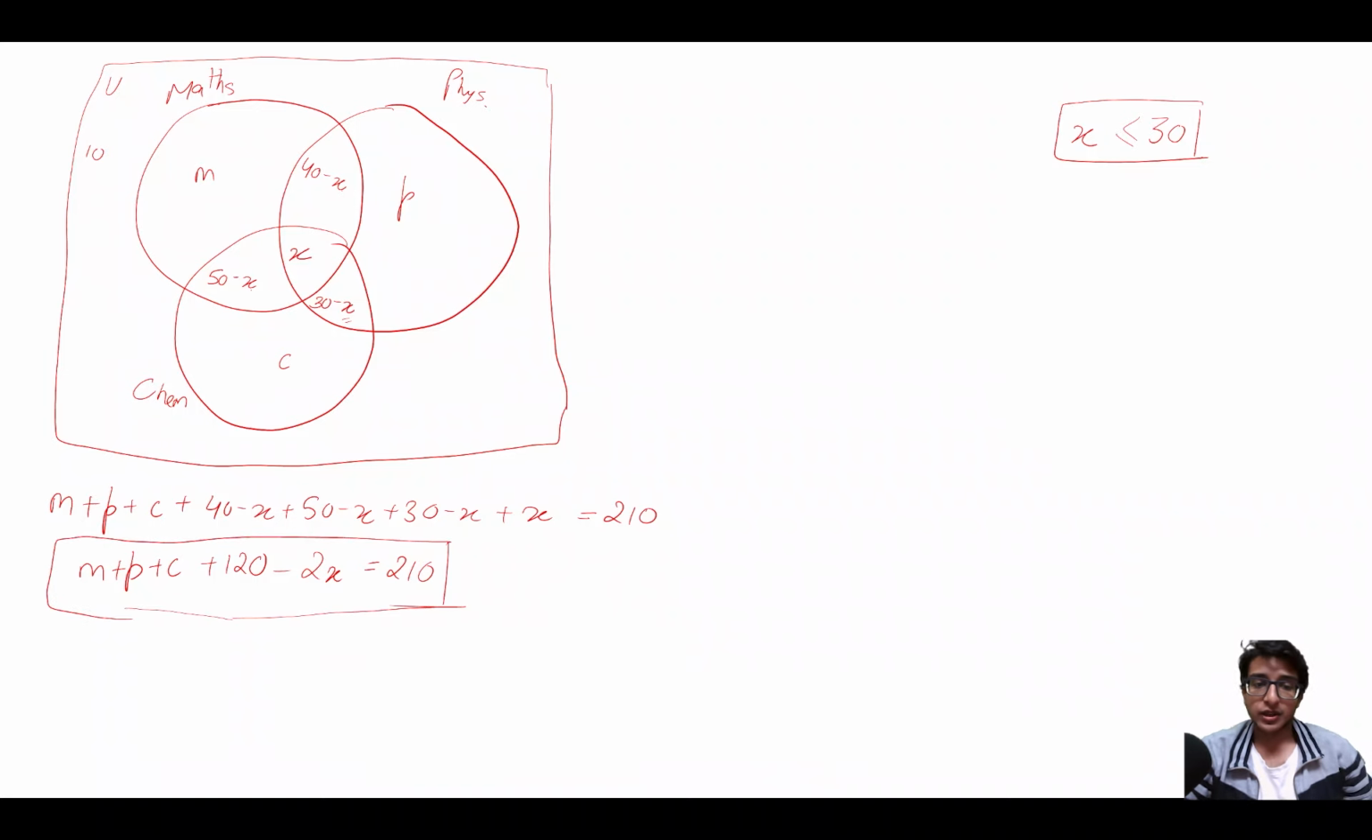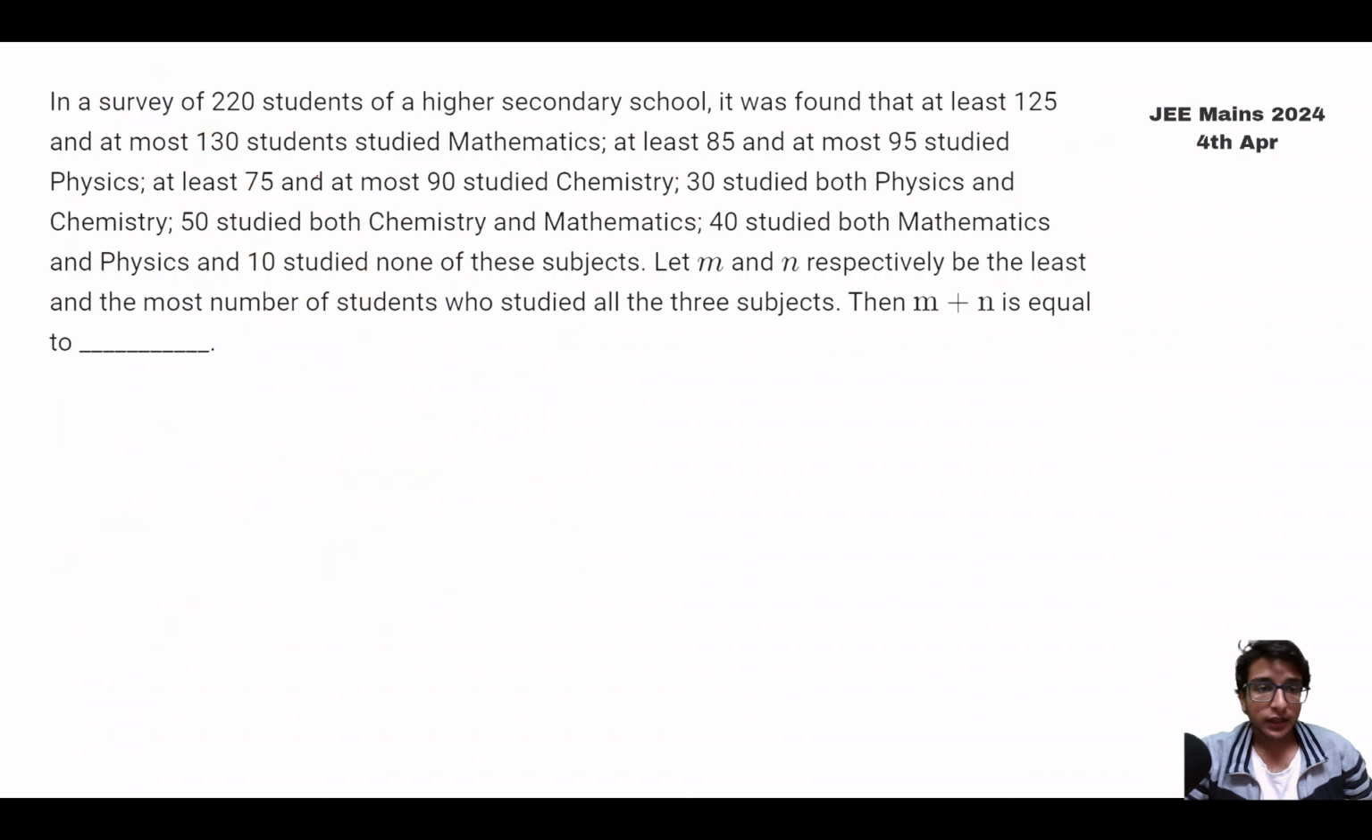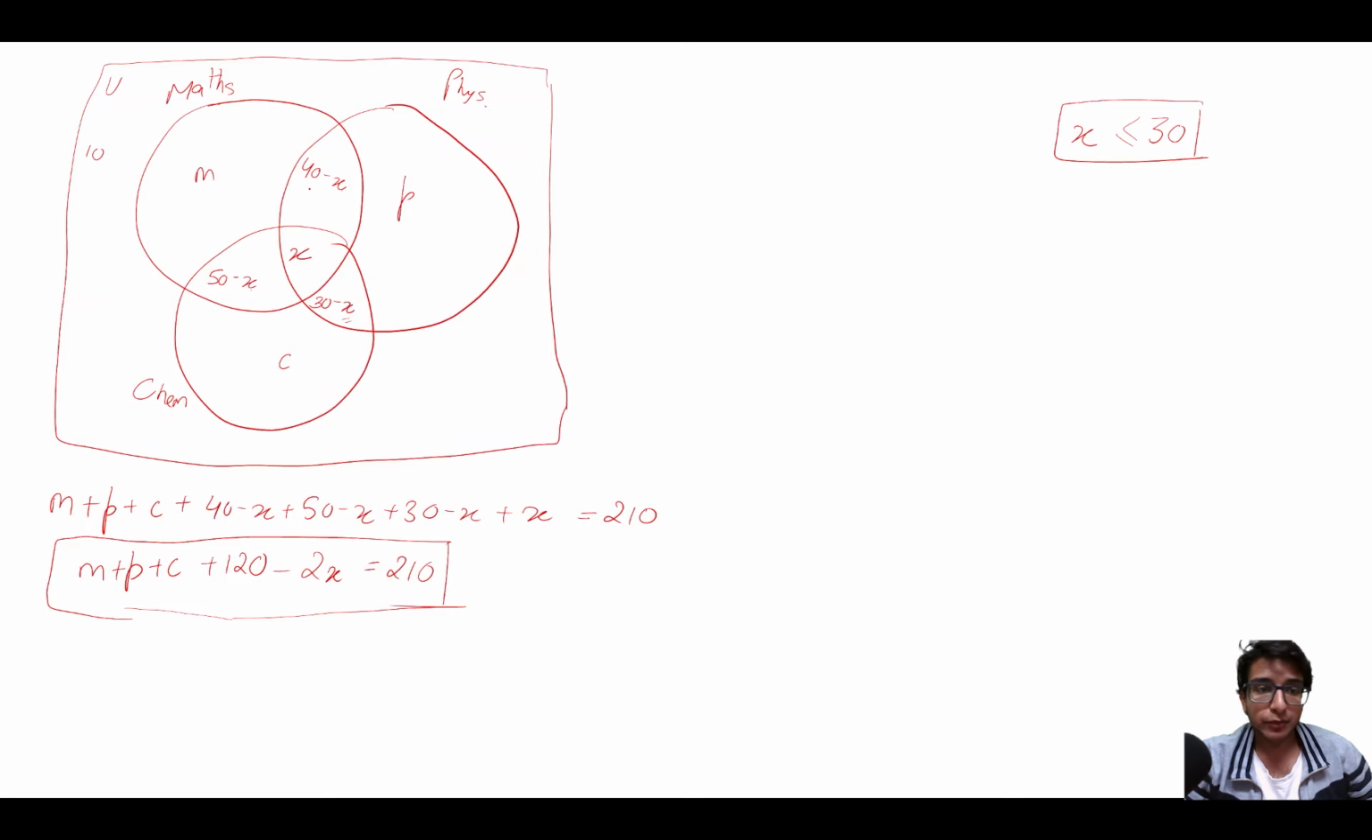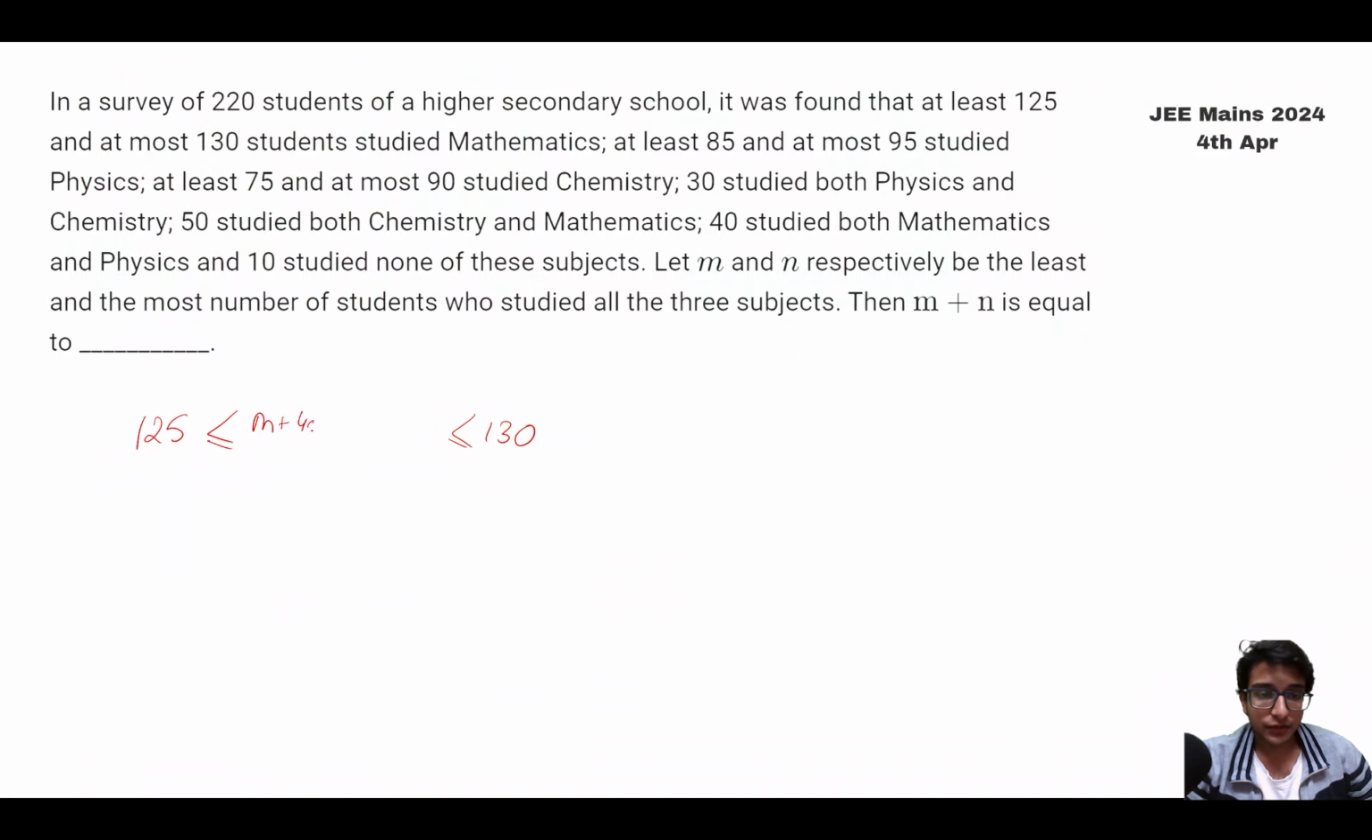Now what is the other information that they've given us in the question? Let me write that information here. What have they told us? That the students who studied maths are at least 125 and at most 130. So how many students have studied maths? There it is M plus 40 minus X plus 50 minus X plus X. So this basically becomes 125 less than or equal to M plus 90 minus X less than or equal to 130. This is another equation that we've gotten.